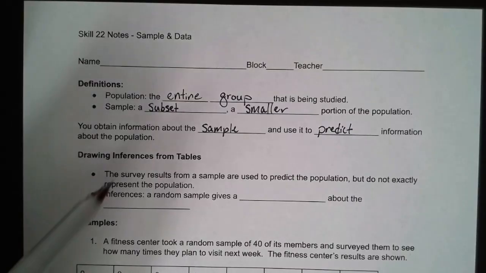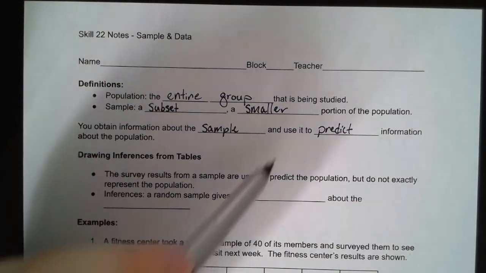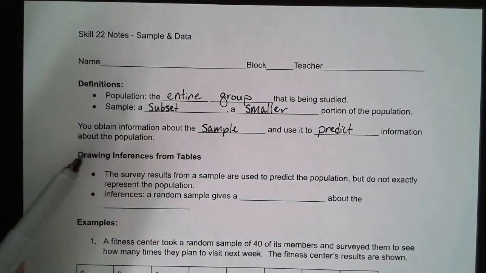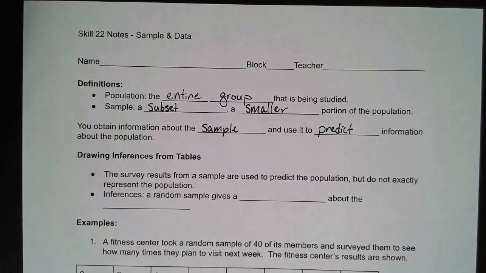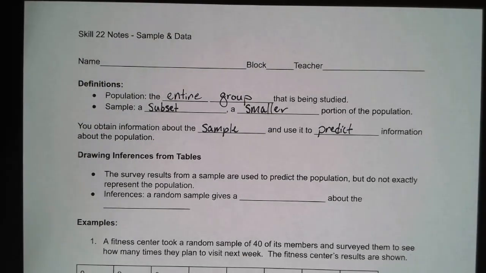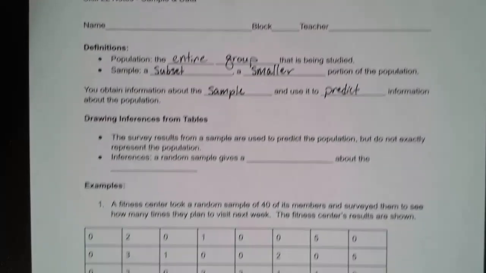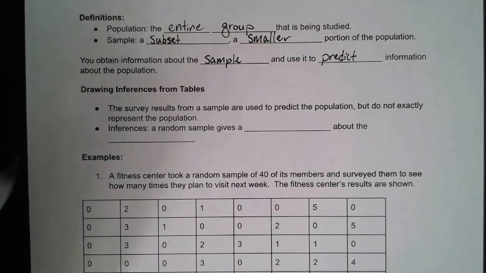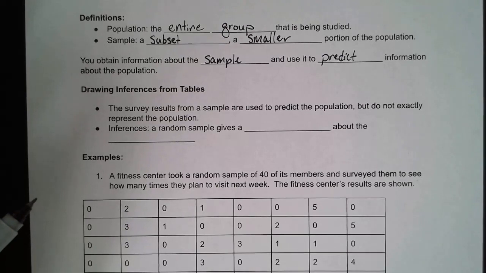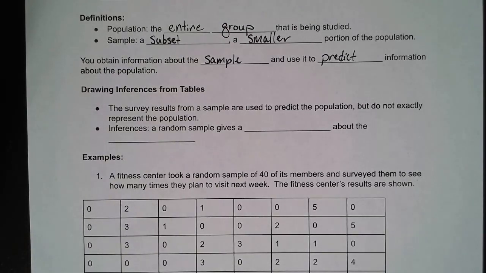So we are going to obtain information about the sample and use it to predict information about the entire population, because the population generally is going to be something too large for us to get information for the whole population. So we want to just take a sample of that and use it to predict information about the whole population. We're going to be doing this by drawing inferences from tables. So the survey results from a sample are used to predict the population, but do not exactly represent the population.